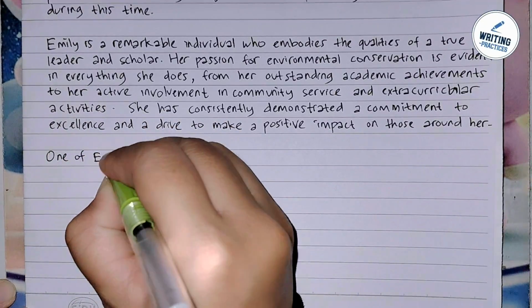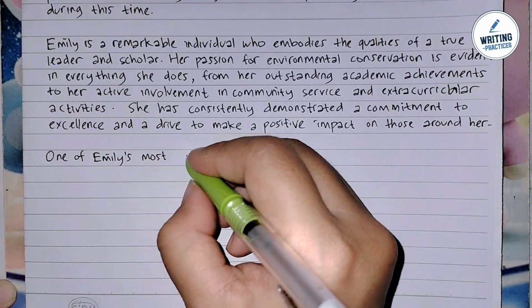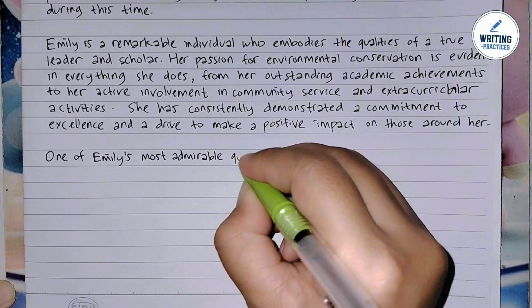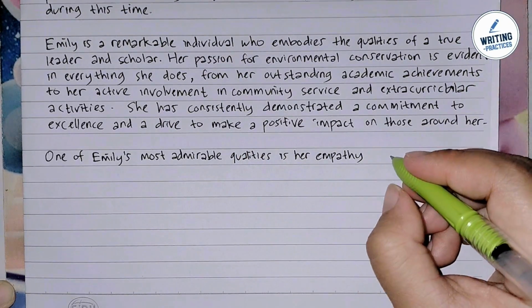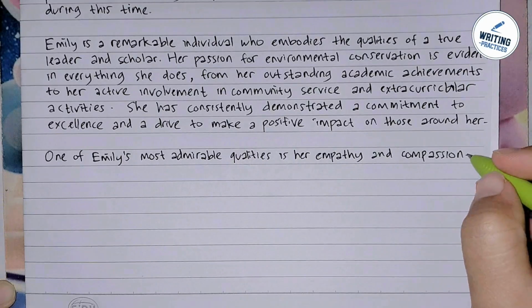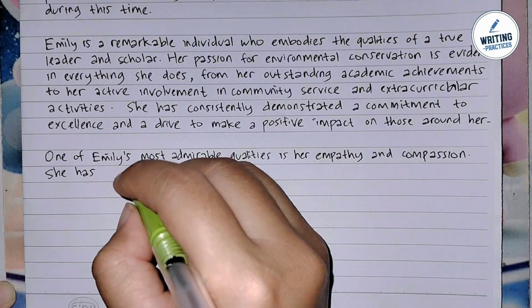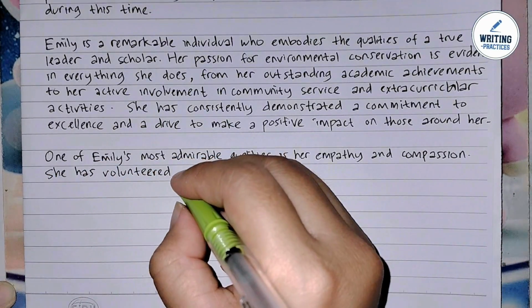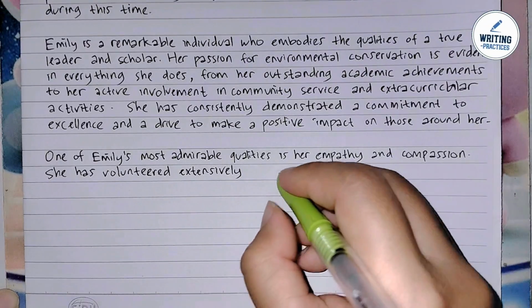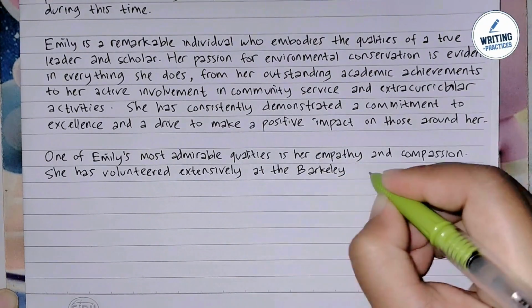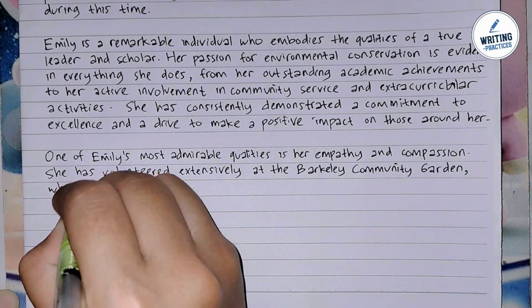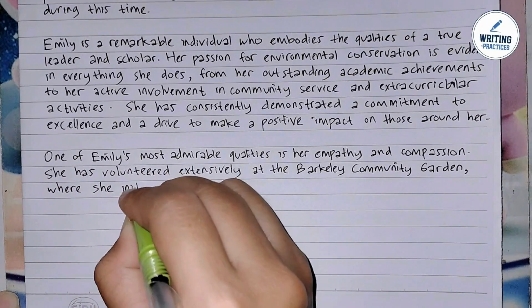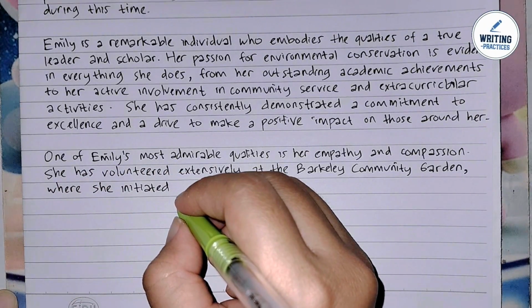In paragraph 3, you write about personal qualities, which are empathy and compassion. Here, you need to focus on the applicant's character traits, such as empathy and compassion. You need to introduce a key personal trait, such as empathy or compassion, and explain how it stands out in the applicant's character. For example, you may simply write, "One of Emily's most admirable qualities is her empathy and compassion."